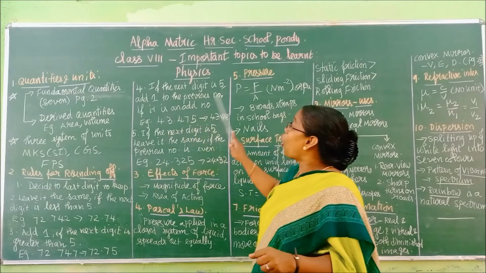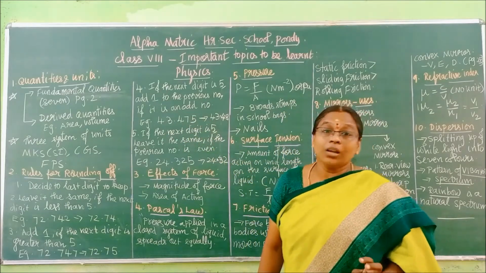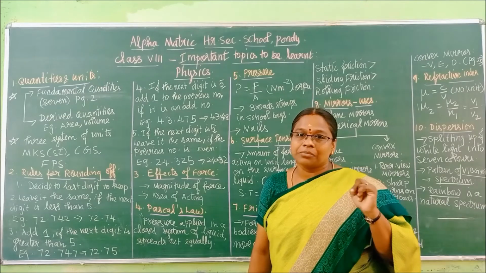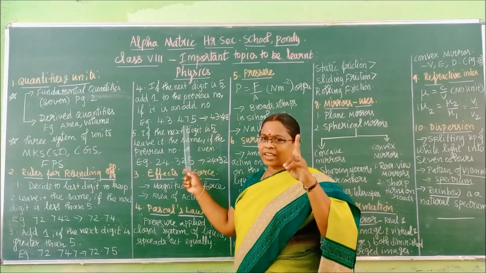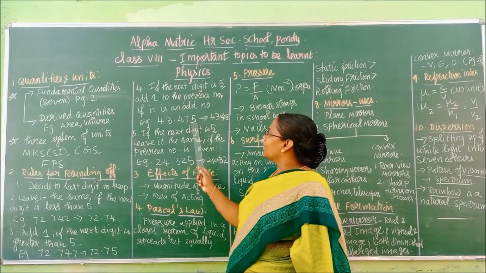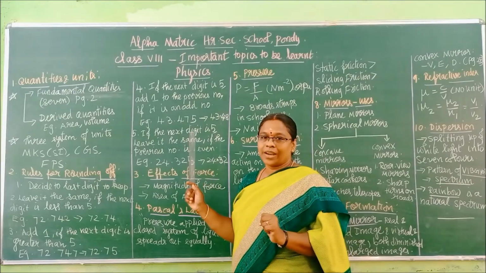If it is an odd number, you know, 1, 3, 5, 7, 9 also, right? Now we are going to round off up to the second digit, and right now the next digit is 5.